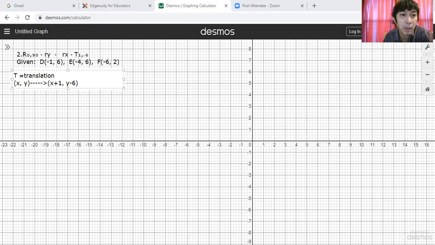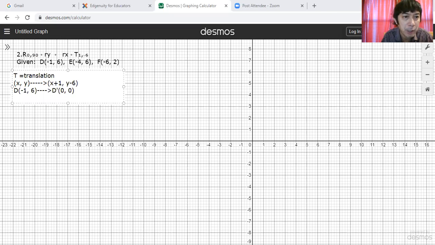And then we'll gather our input points. We have D, negative 1, 6, and this will become D prime for the first result. The rule is add 1 to the x. Our x is negative 1; if we add 1, that's 0. Next, we get the 6. The rule is y minus 6, so that will be 6 minus 6, which again is 0.